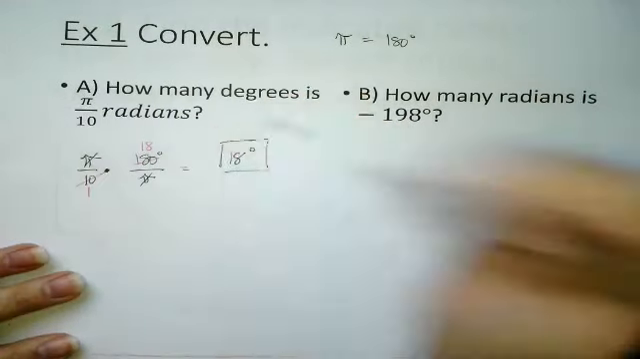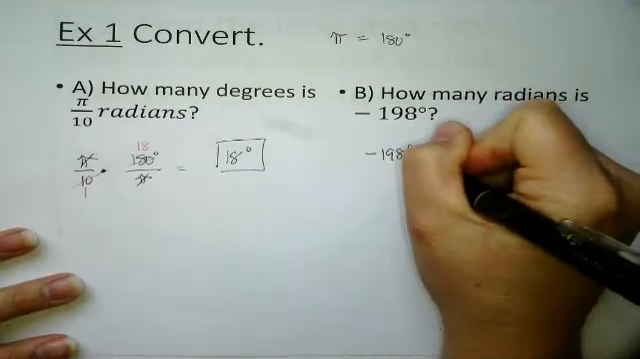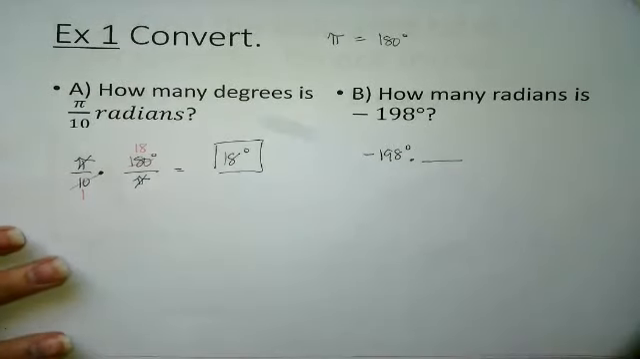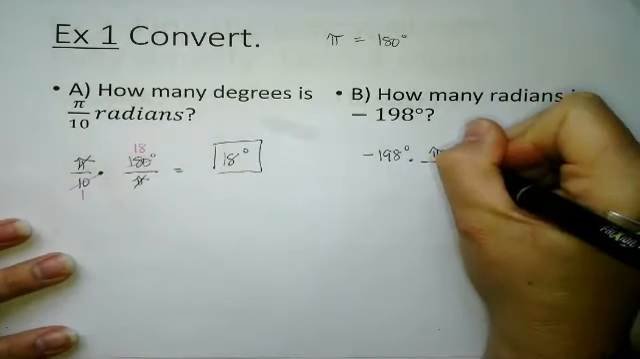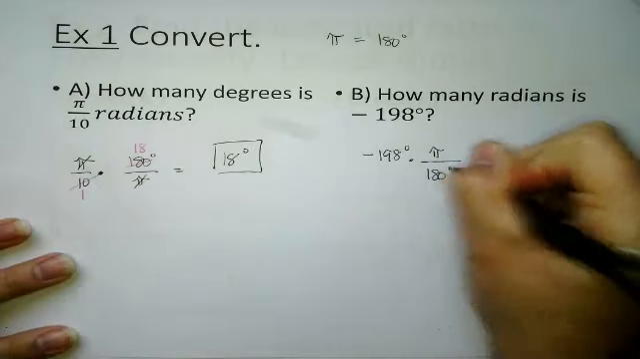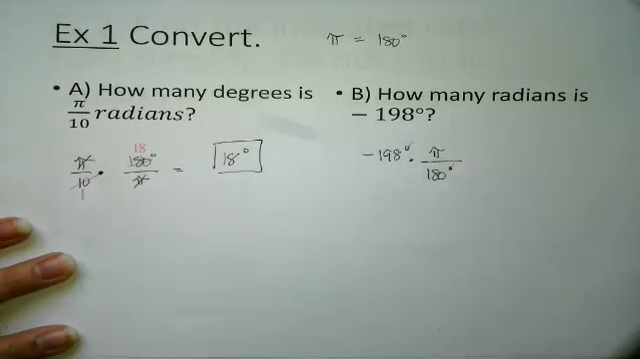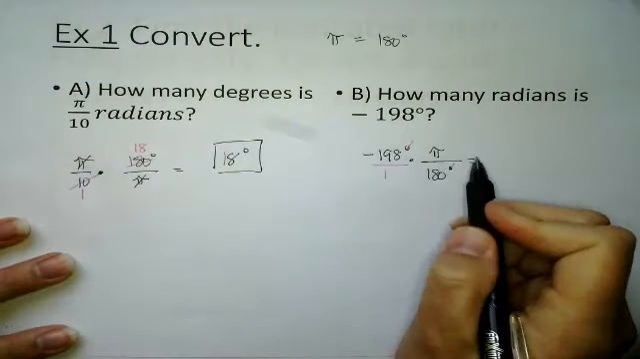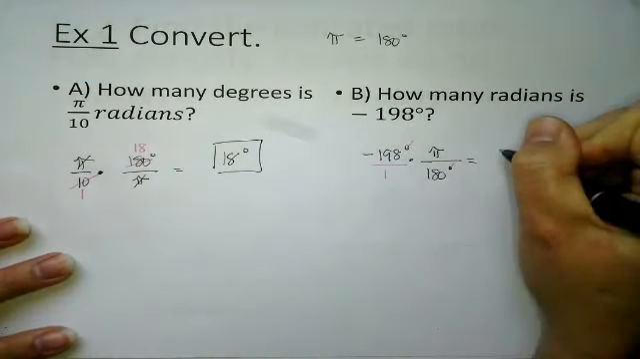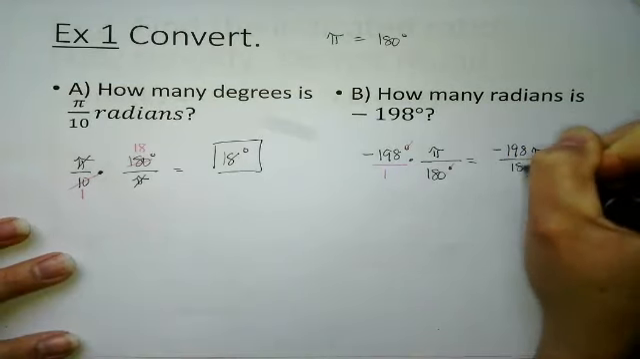So 18 degrees. Over here, how many radians? So we have negative 198 degrees, and we want to multiply by our little conversion unit here. We want radians. So I'm going to put pi radians on top and 180 degrees on the bottom. And that way, our degrees on top and degrees on bottom cancel out, leaving me in radians. This is 198 over 1. And I'm just going to multiply straight across. So negative 198 times pi divided by 180.